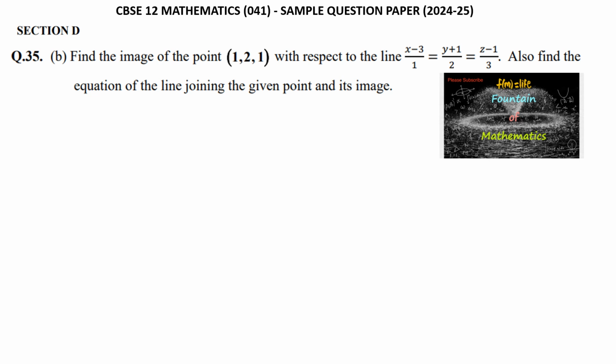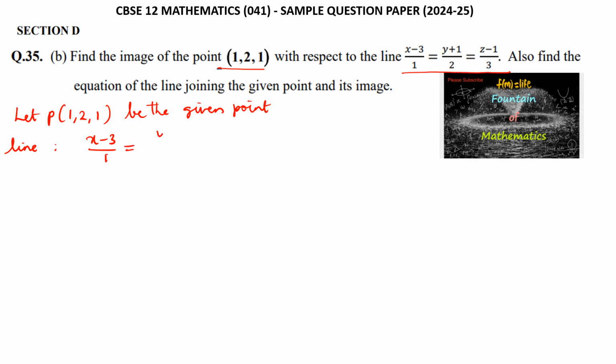We need to find the image of the point 1 comma 2 comma 1 with respect to the given line, x minus 3 upon 1 is equal to y plus 1 upon 2 is equal to z minus 1 upon 3. Also find the equation of the line joining the given point and its image. So let the point P be the given point 1 comma 2 comma 1, and the line equation x minus 3 upon 1 is equal to y plus 1, we can write y minus of minus 1, divided by 2 is equal to z minus 1 upon 3.